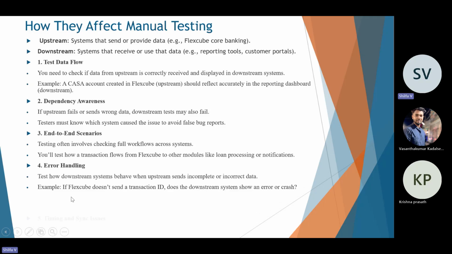And error handling. You need to test how the downstream behaves when the upstream sends incomplete data. For example, if the name is not there in FluxCube, it should not be there in the downstream application also. If FluxCube doesn't have a transaction ID, the downstream should show an error and not crash. It should not show any transaction ID.